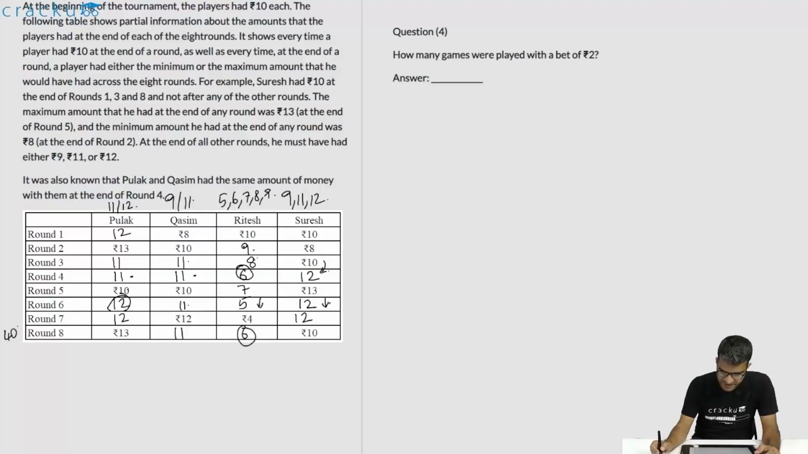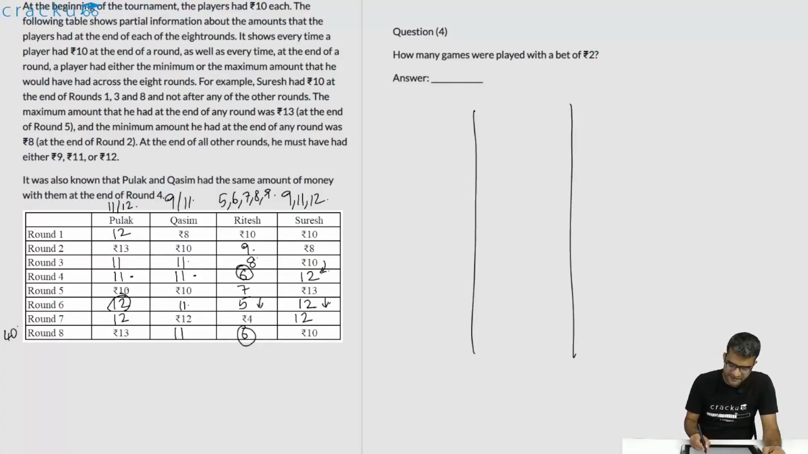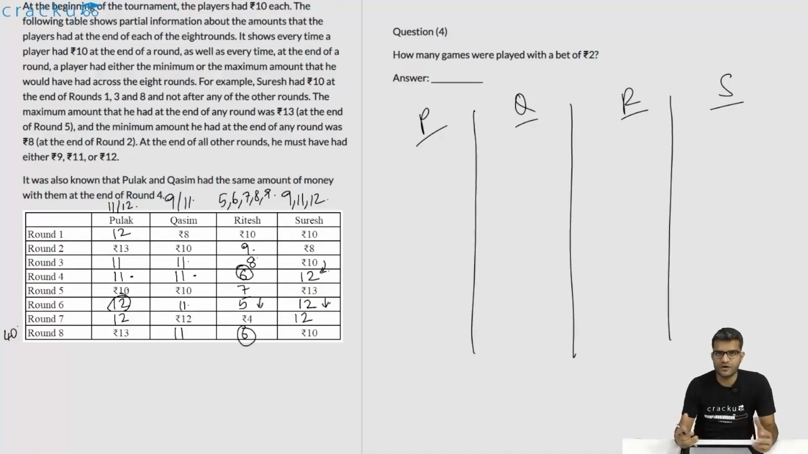How many games were played with a bet 2? Now to answer this easily, let us figure out for each one of them, P, Q, R, S, how many times there is a plus or minus 2. That is, they either won 2 or lost 2. If you are looking at Pulak, in round 1, he got plus 2. In round 3, he got minus 2. In round 6, he got plus 2.